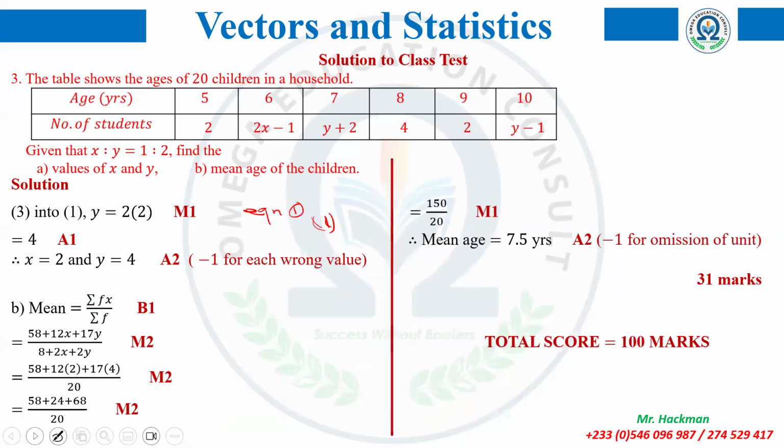The conclusion mark will go there. However, like I said, it was asked together, so the conclusion must be drawn together. And minus 1 for each wrong value. Okay, look at that. Then B, what are we supposed to find?